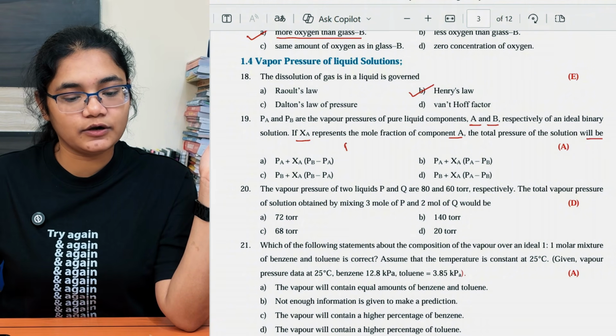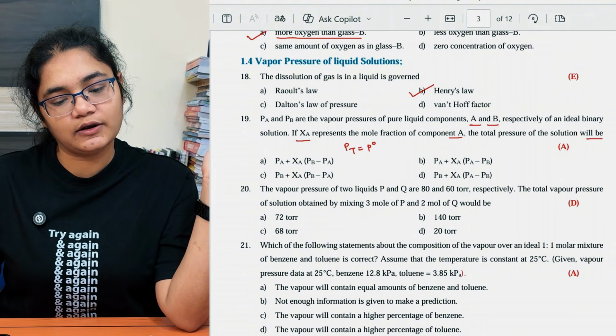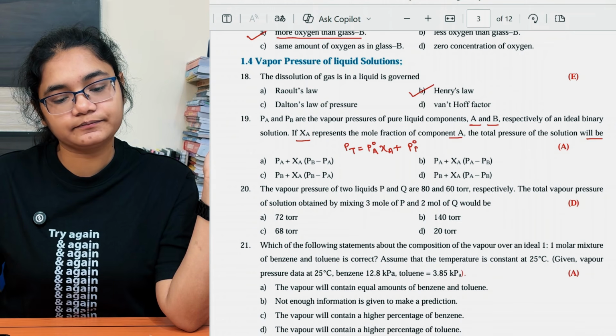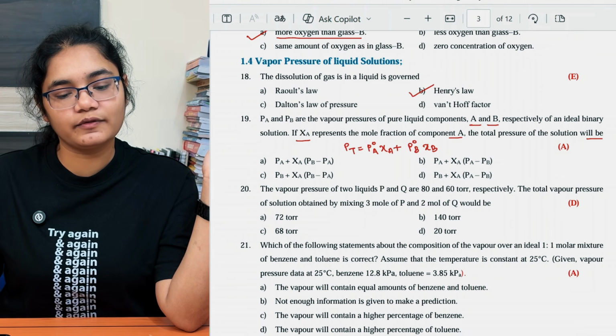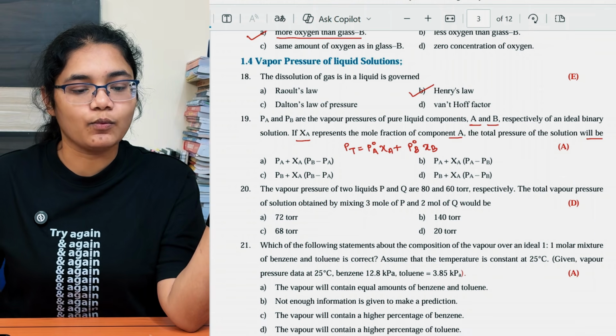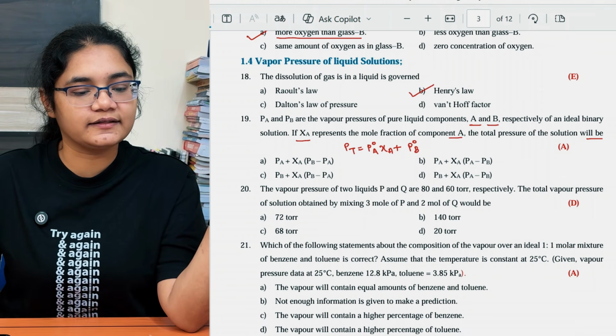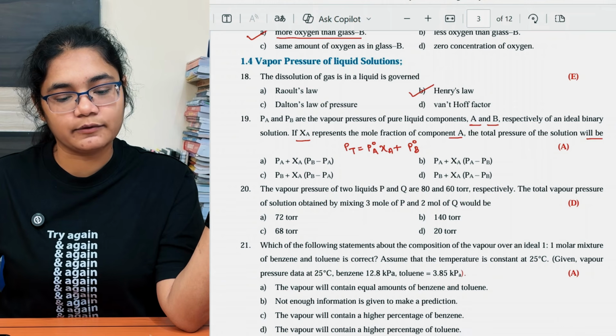Now see, you know the total pressure is equal to what? P naught A XA, plus P naught B XB. But you know that this XB can be written as 1 minus XA. Can I write it like this? To just make the equation in the form of XA, I can write this term like this.